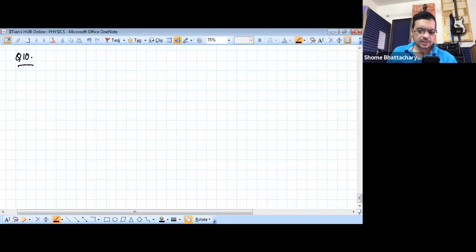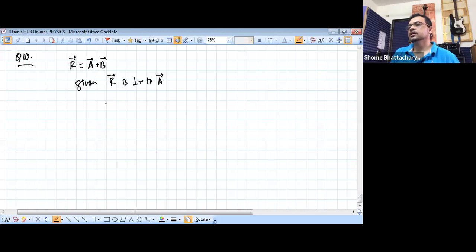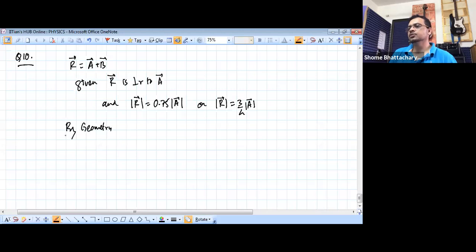The resultant of two vectors A and B is perpendicular to A and has a magnitude equal to 0.75 times A. Then the ratio of A to B is how much? So it says that if the resultant of two vectors, let's say A, is perpendicular to A, and the magnitude of the resultant is 0.75 times the magnitude of A, or you can also write that the resultant's magnitude is 3 by 4 times the magnitude of A. This is very simple, just like that question we had done a while back. So just try this by geometry first.